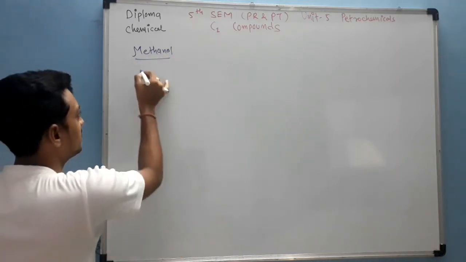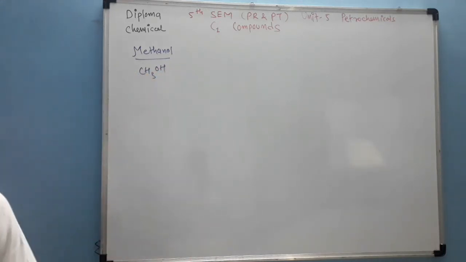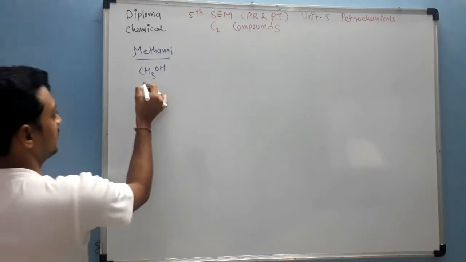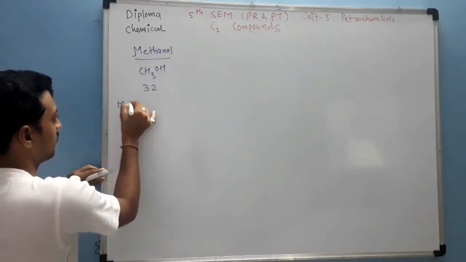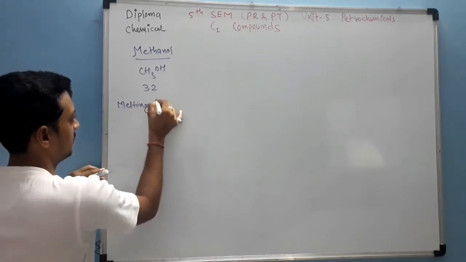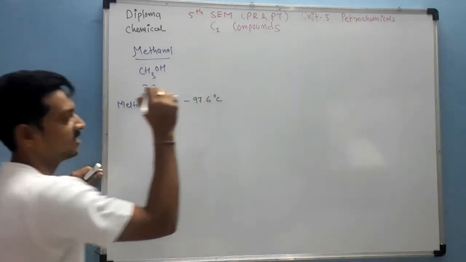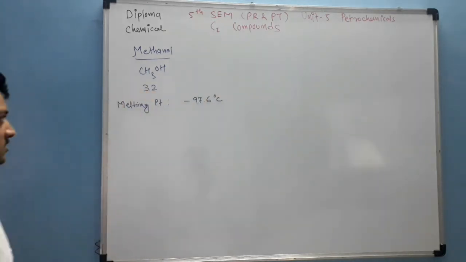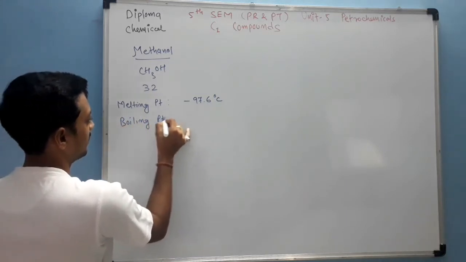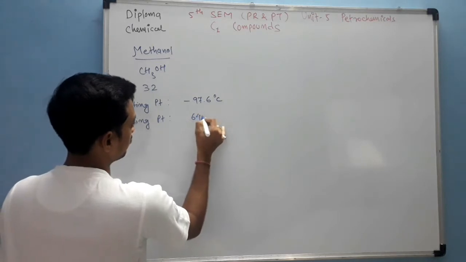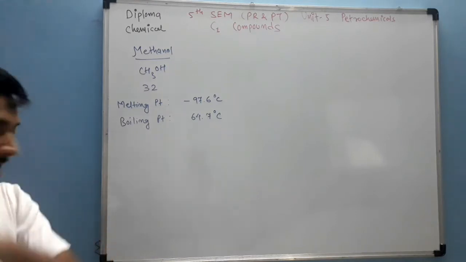Formula of methanol is CH3OH. Molecular weight 32. Okay. Melting point minus 97.6 degree Celsius. Boiling point 64.7 degree Celsius.